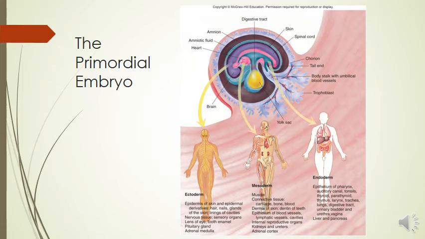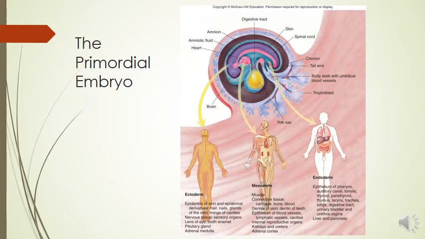If we look at the mesoderm, it gives rise to muscle, connective tissue, cartilage, bone, blood, or forms of connective tissue, the dermis of the skin, the dentin of the teeth, the epithelium of blood vessels, lymphatic vessels, cavities, internal reproductive organs, and kidneys and ureters, as well as the adrenal cortex.